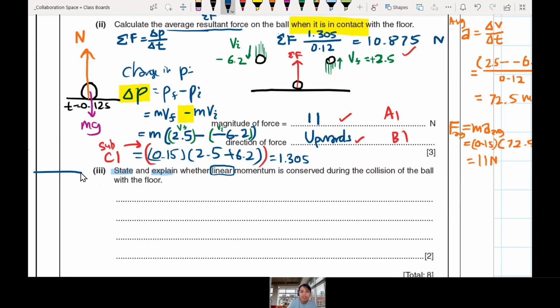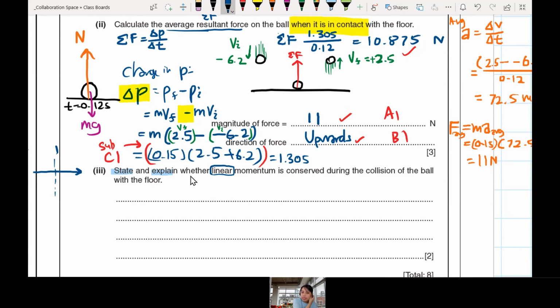Linear means in a straight line. Non-linear means two-dimensional, like snooker balls: one comes from here, one comes from there, ping pong, and suddenly they go off like that and like that. This one is already not linear. So when we say linear momentum, it means in a straight line, either horizontal or vertical.